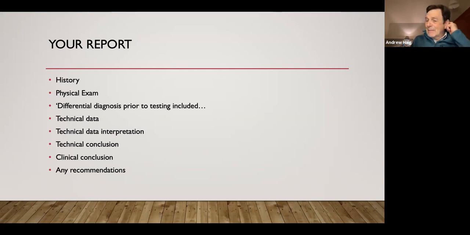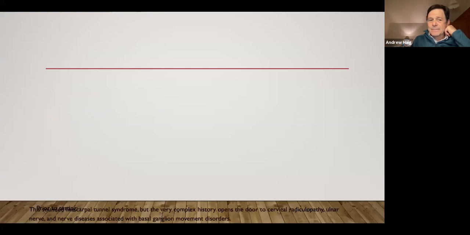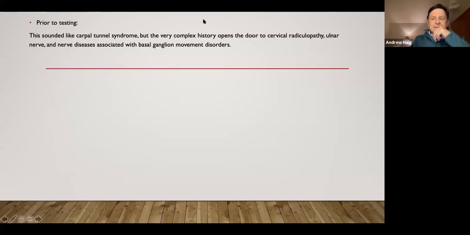So here's one of my reports I just stole from last week's patient. Prior to testing, I'm sorry, I've got to move my picture of me so I can look at what I'm saying. At history and physical exam, this sounded like carpal tunnel syndrome, but the very complex history opens the door to cervical radiculopathy, ulnar nerve, and nerve diseases associated with the basal ganglion movement disorders. This lady had a movement disorder, but was complaining of numbness and tingling.